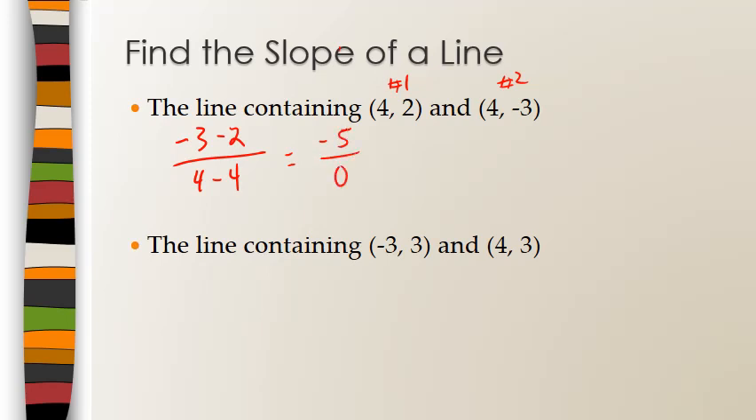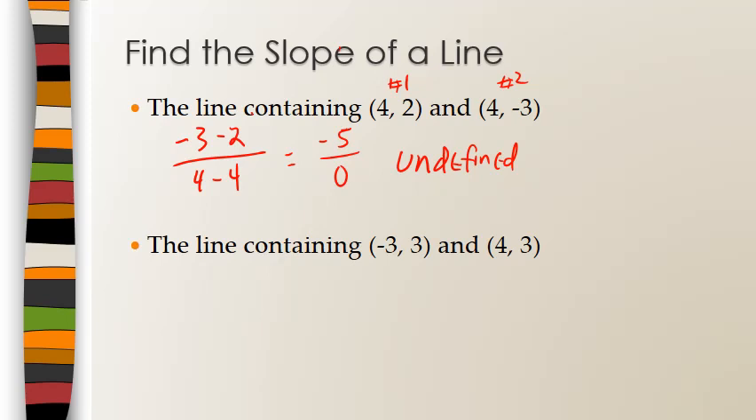What kind of slope is this? Negative 5 over 0. Well, I can't divide by 0. And so this slope is undefined. And in reality, it is a vertical line. Therefore, it's undefined. Let's look at this next one.